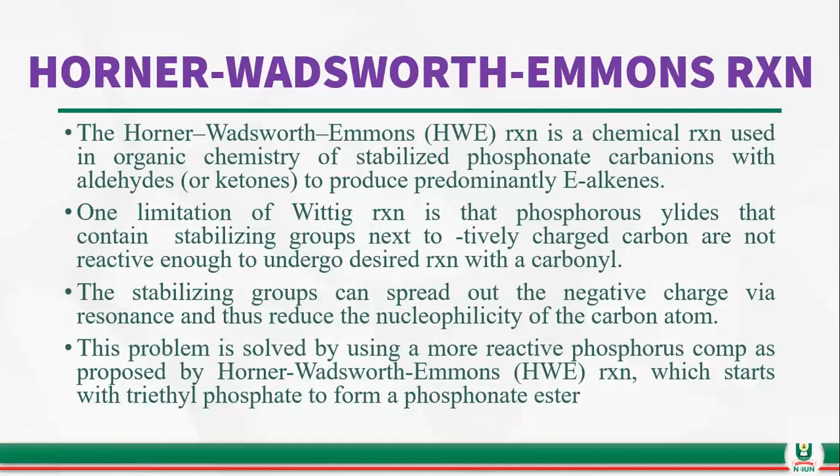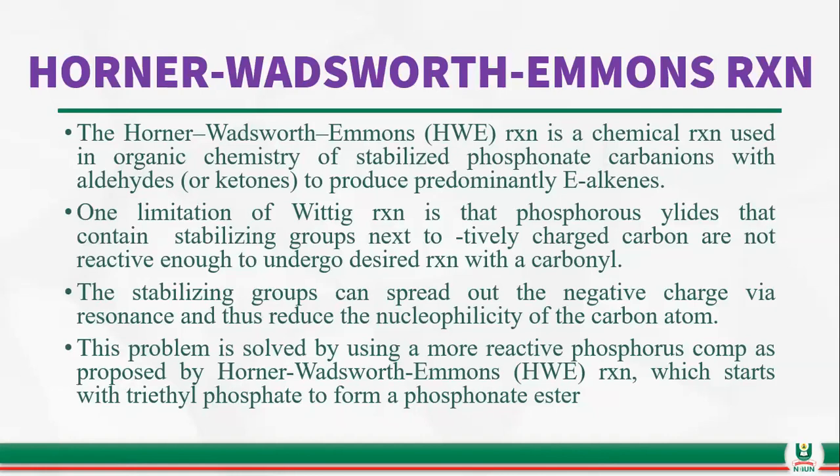Horner-Wadsworth-Emmons reaction. The Horner-Wadsworth-Emmons reaction is a chemical reaction used in organic chemistry of stabilized phosphonate carbanion with aldehyde or ketone to produce predominantly E-alkene. Can you see? So if you want to produce the E-alkene, and your aim is not to get a mixture of E and Z, then the Horner-Wadsworth-Emmons reaction, the HWE reaction, will help you to achieve that.